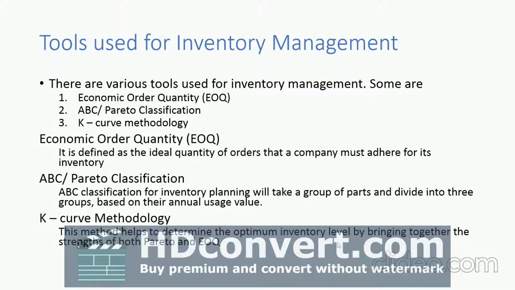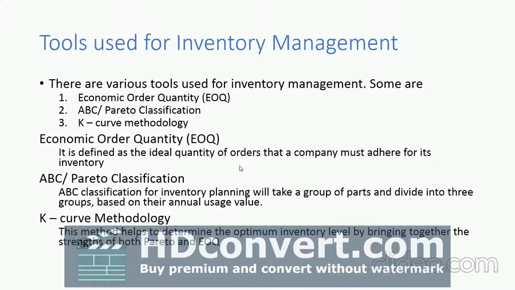So economic order quantity can be defined as the ideal quantity of orders that a company must adhere to for its inventory operations. It basically defines that if a company needs to place an order, it has to place the economic order quantity to maintain efficiency.